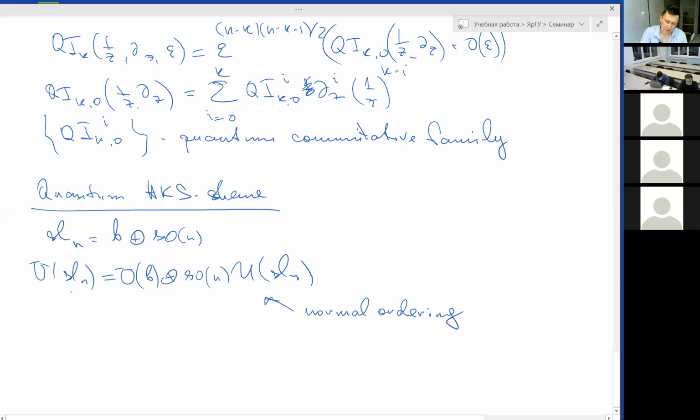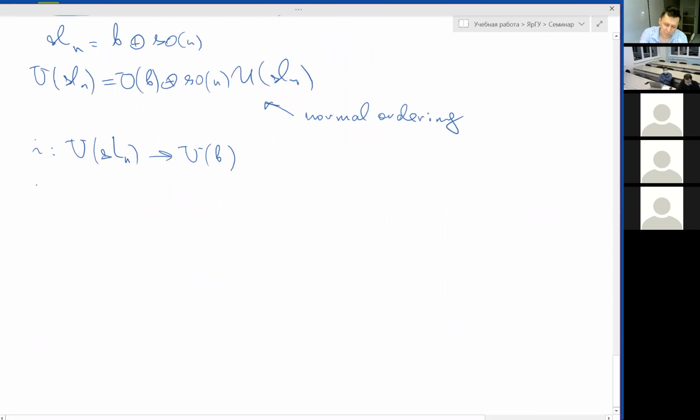But principally, it could be done. And then I also use a projection from U(SL_N) to U(b). And I will denote the images of this projection as A_plus in U(b).